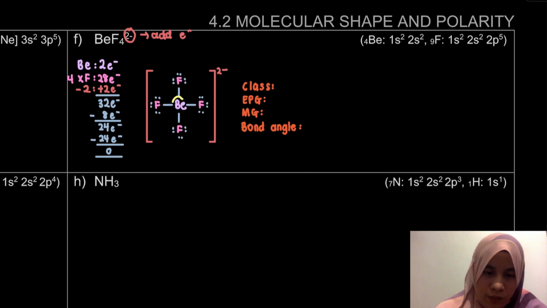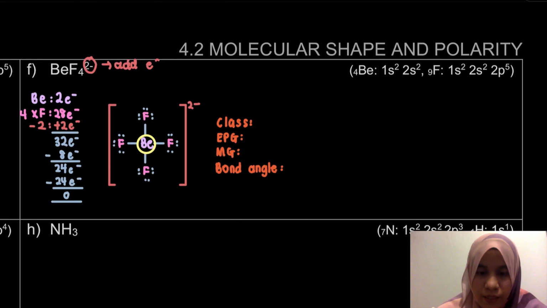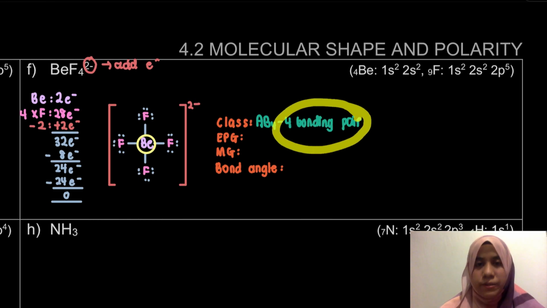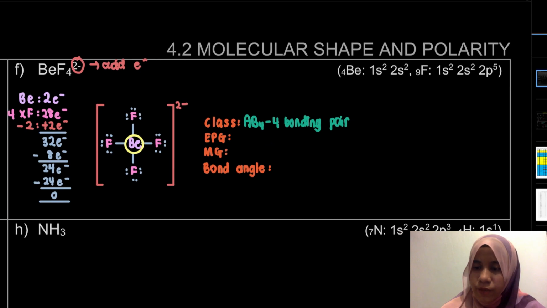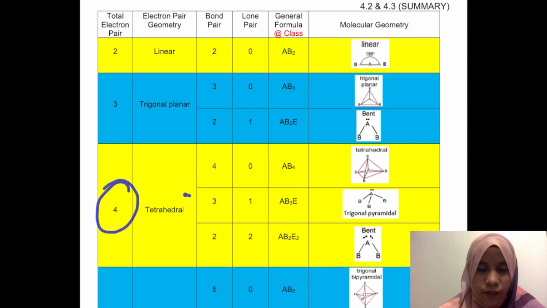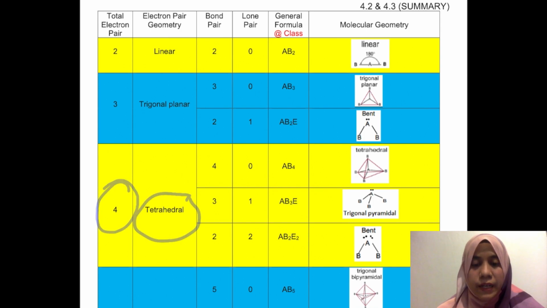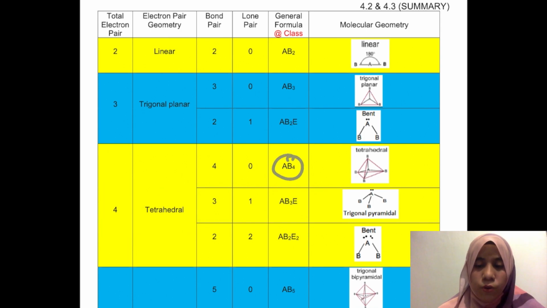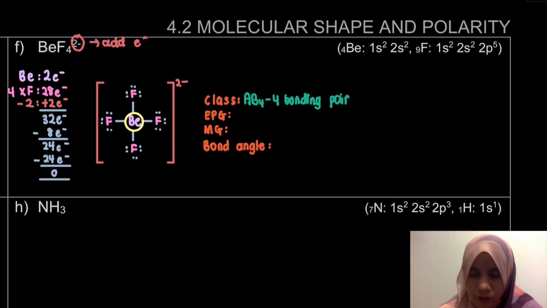So we look for the case of our central ni kan. Okay, so for our central ni, class dia would be AB4. So what does it mean by AB4? If we have 4 bonding pair, so kita tengok balik pada summary kita tu. Okay, so kalau 4, it's actually tetrahedral. And tadi memang kelas kita AB4 kan, no lone pair. So the molecular geometry and the electron pair geometry is the same. So pun tetrahedral.